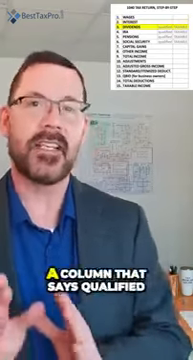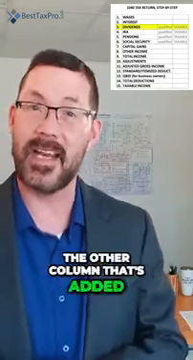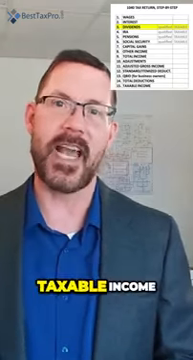The dividends has a column that says qualified, and then to its right you see the other column, and that's added to your taxable income. We're headed for line 15, taxable income.